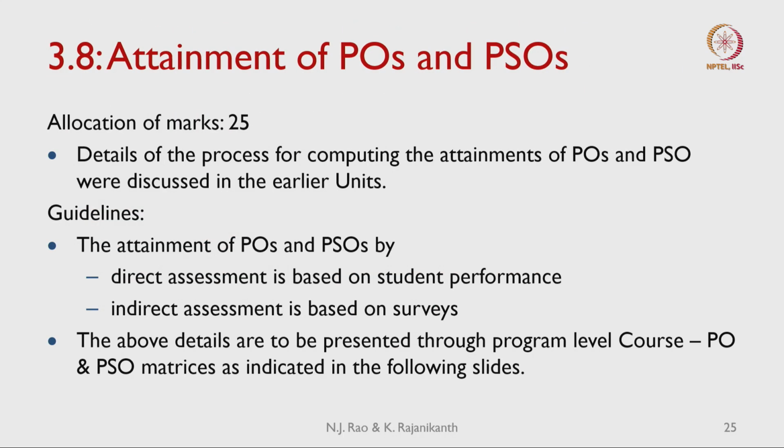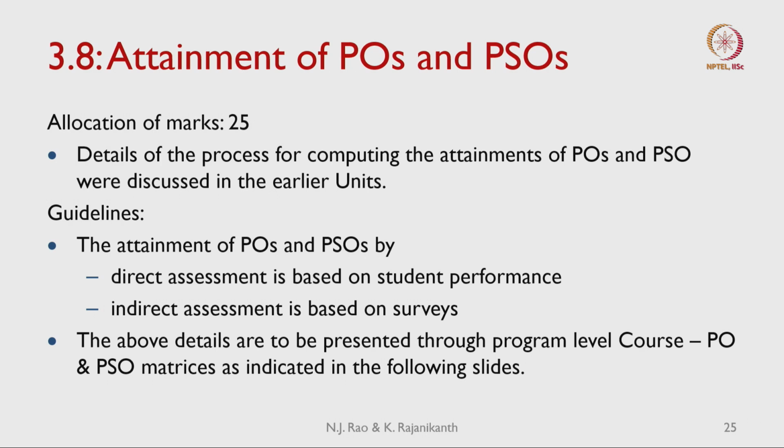Then finally, we come to the last aspect of assessment, attainment of POs and PSOs. 25 marks are allocated to this. Details of the process for computing the attainments of POs and PSOs. This includes not only the coursework, but also the capstone project, any mini or macro projects, and any other field work in which all the students participate.